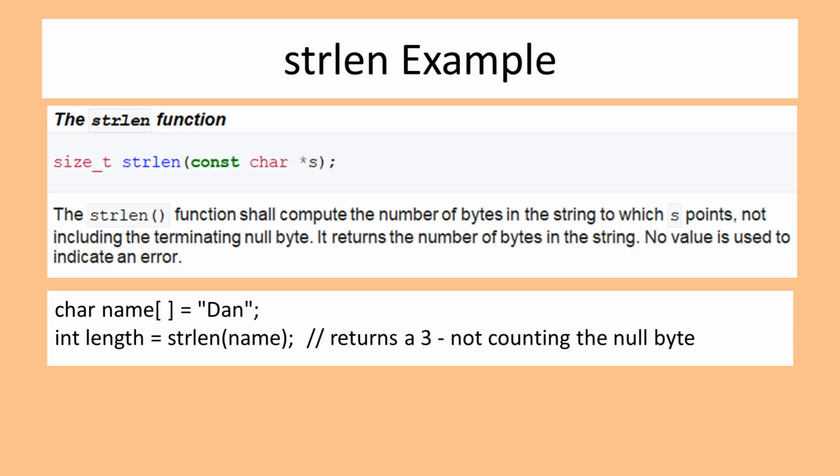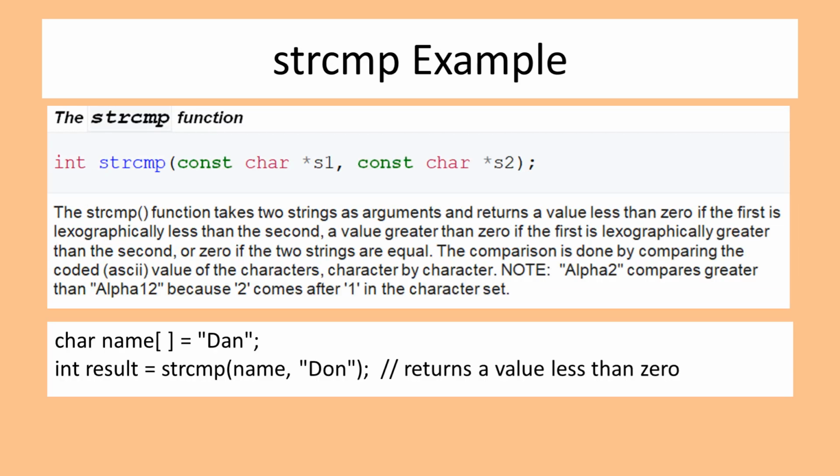Here's an example, defining a string "Dan" and the length of the string. If I do int length equals strlen(name), that returns a 3, not counting the null byte. Remember, the size of the array there is going to be 4 because it has D-A-N and the null byte. The array size is 4, but the length of the string is only 3.